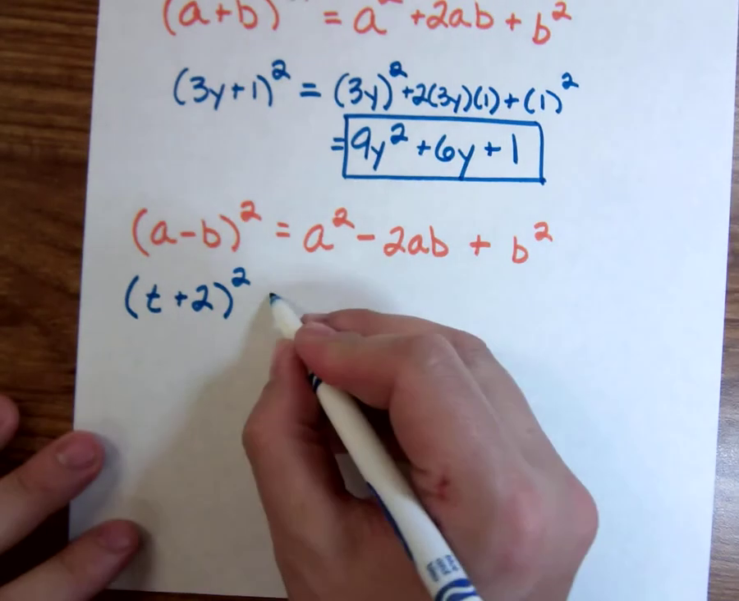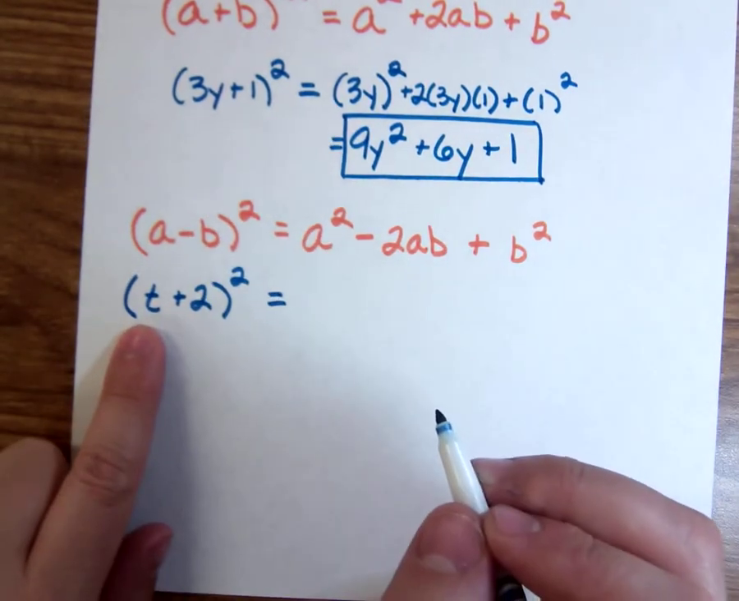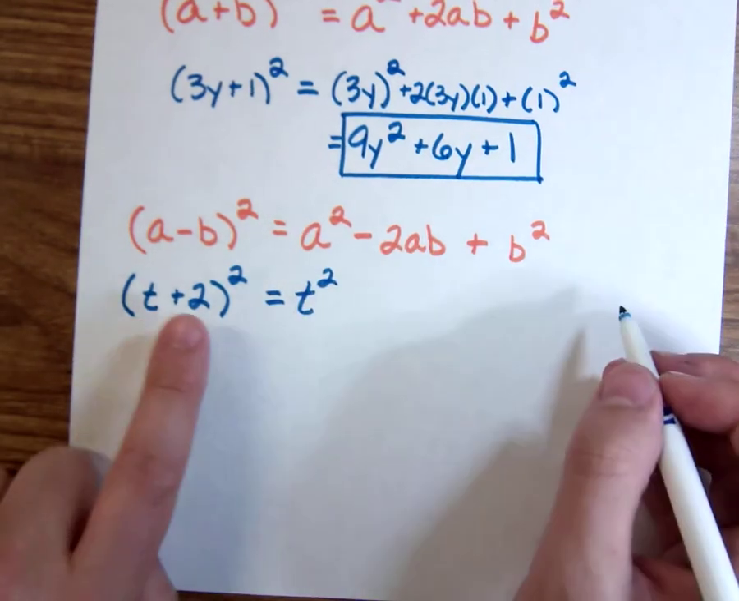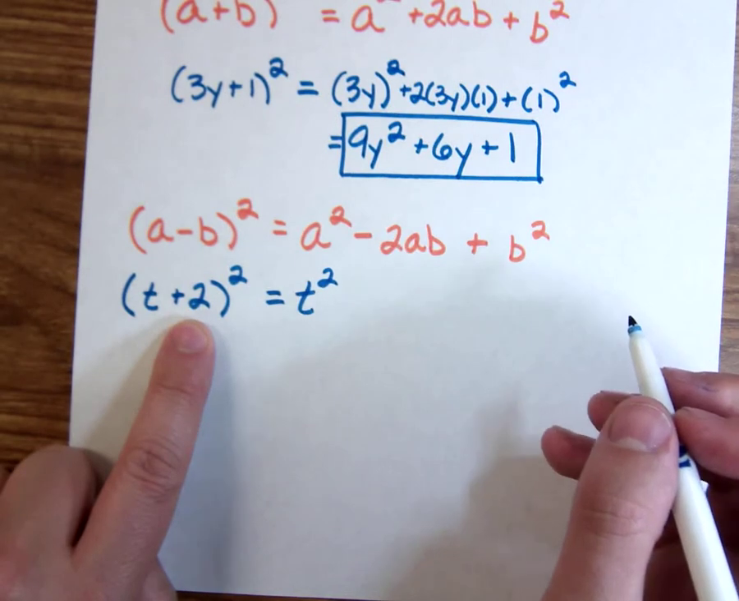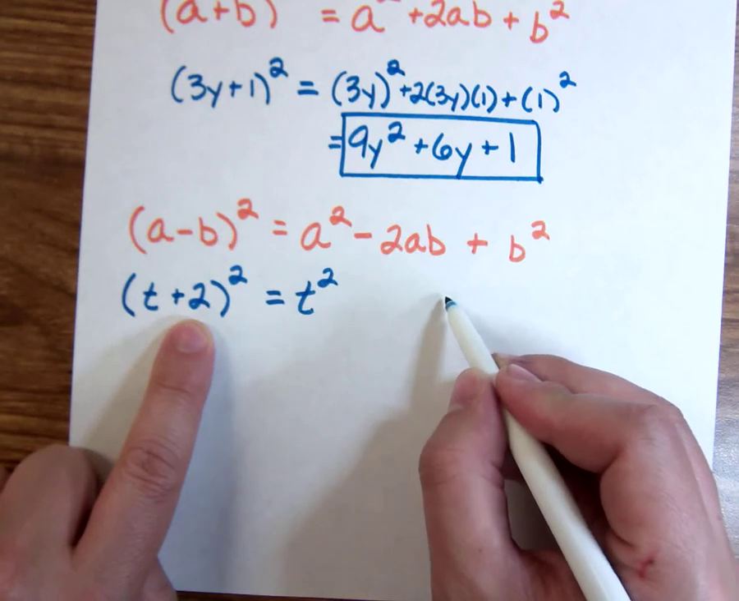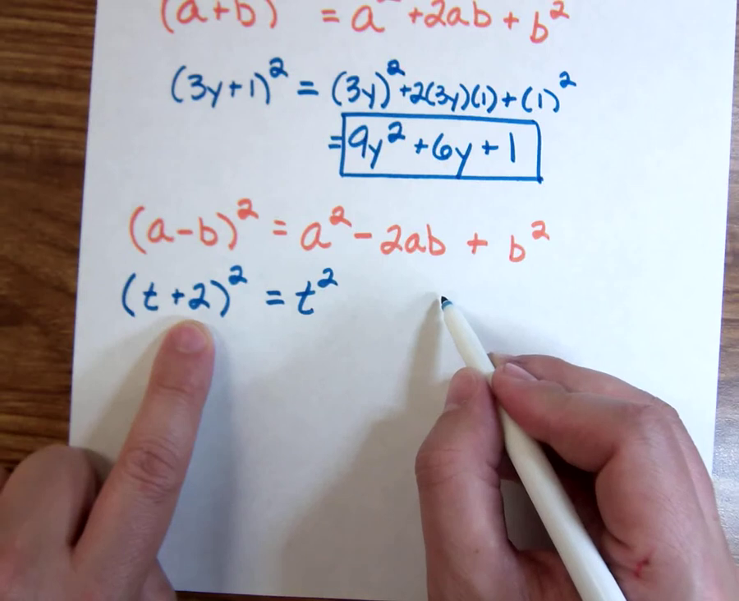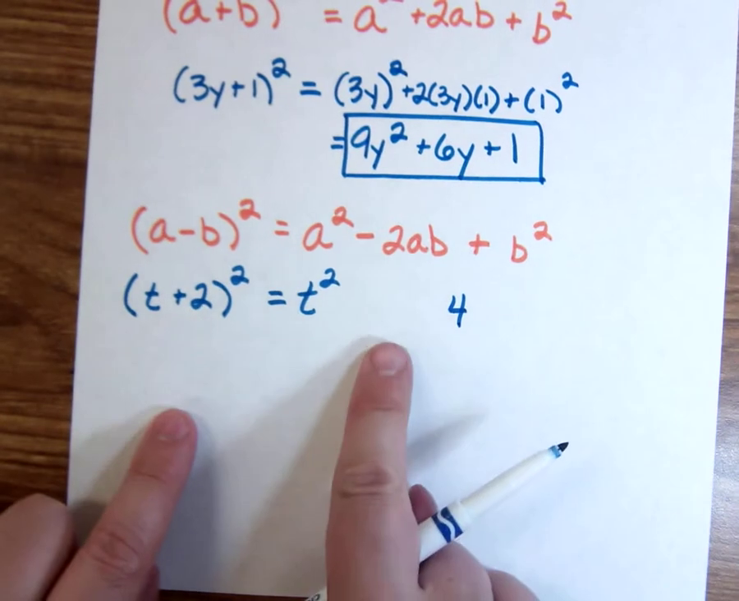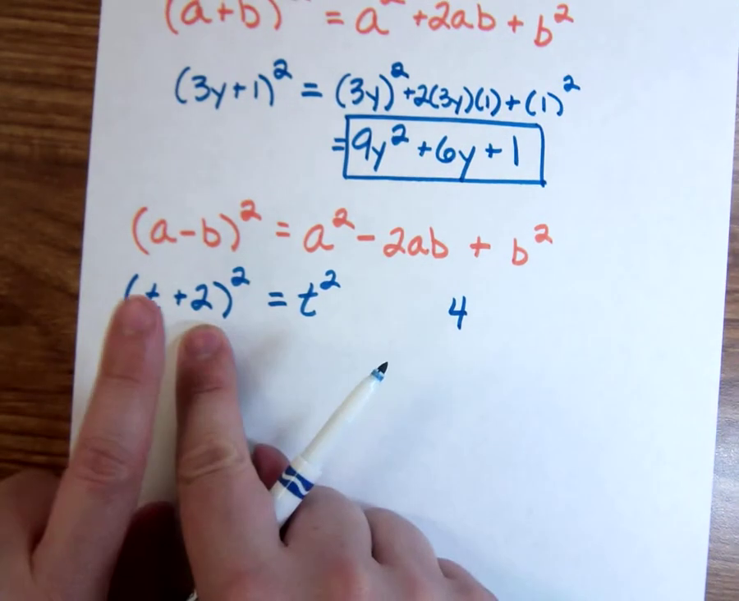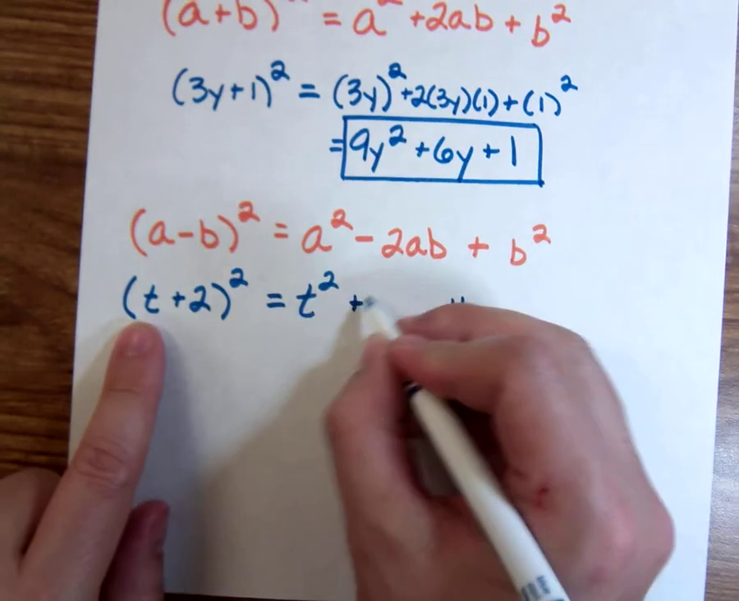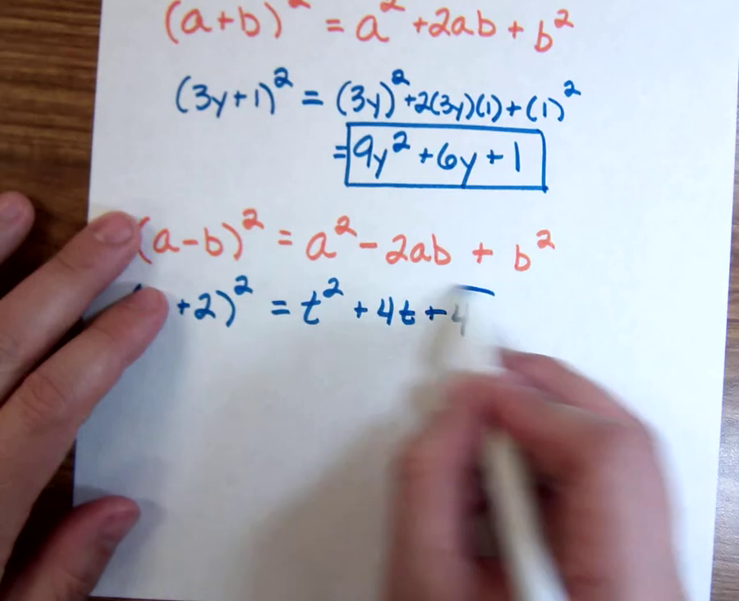Okay, so here's our shortcut. Square the first thing. T squared. Then square the last thing. 2 squared is, what's 2 squared? 4. Thank you. And in the middle, first thing times the last thing. So t times 2 is 2t, and then double it. 4t. And there's our answer, separated by plus signs.